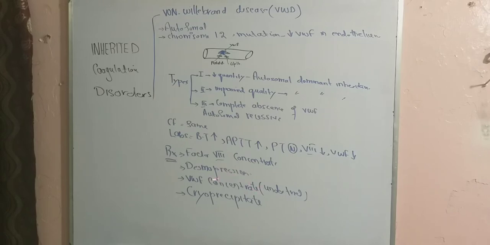Other than this, nowadays von Willebrand factor concentrate itself is under development. It's in clinical trial. It may be available in the near future. We can also use cryoprecipitate, but there is a problem with it because it is not virus inactivated, so there are higher chances of transmission of hepatitis C virus and HIV. Though this risk of transmission of infection remains even with the plasma concentrate.